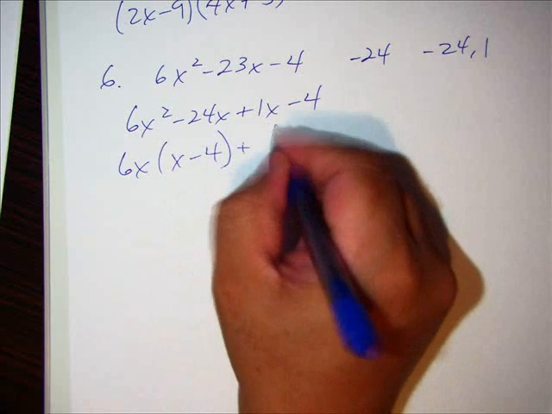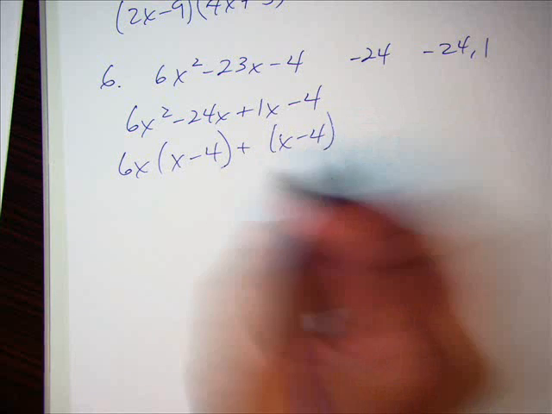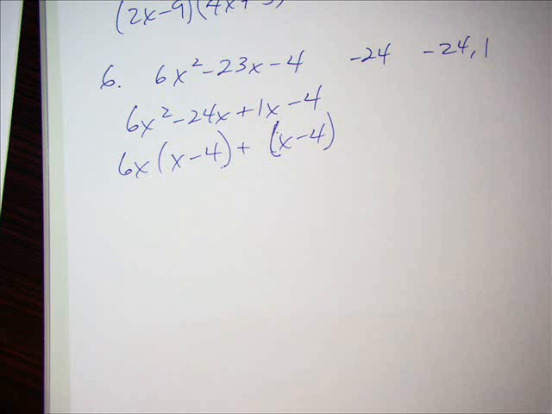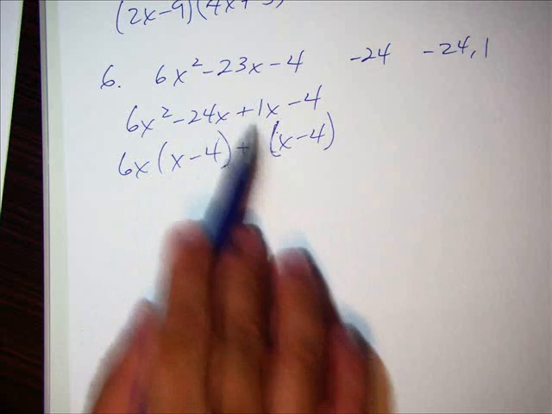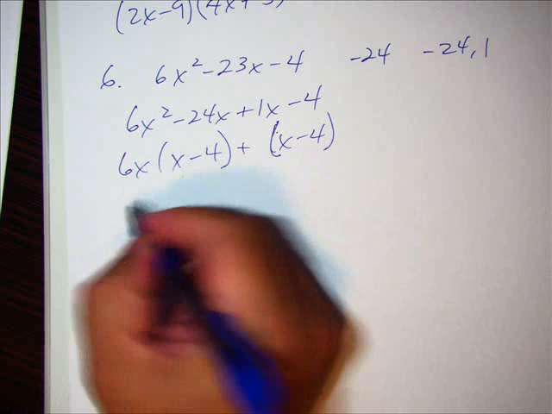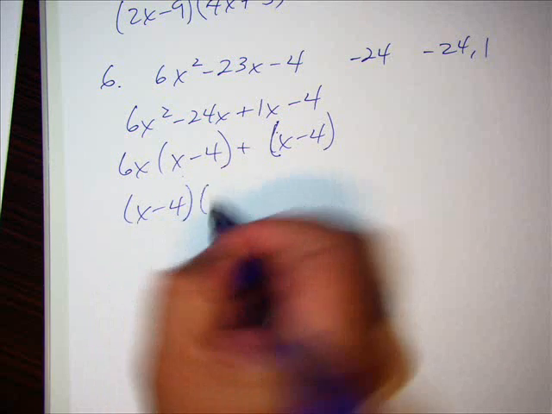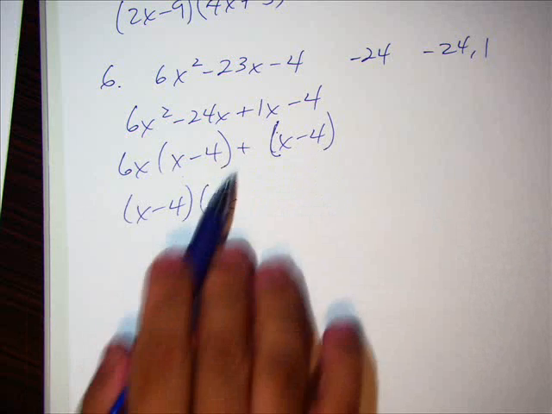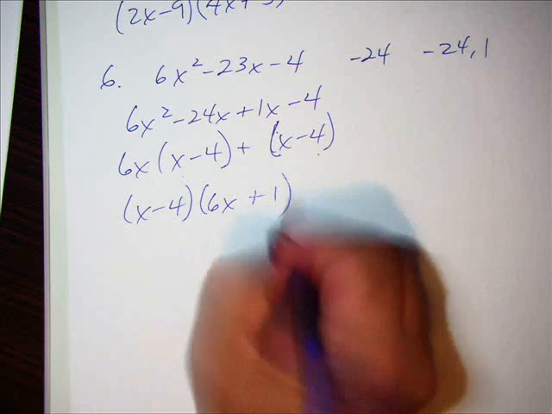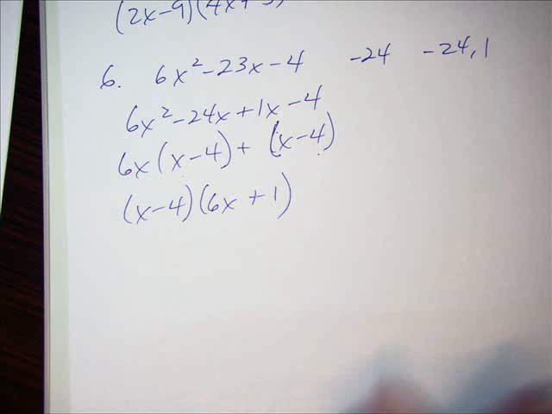And lo and behold, this is the same kind as last time. I'm putting x minus 4 in parentheses. That's a parentheses, not a 1. I opted not to rewrite the 1. There's an x minus 4 on both of them. Leaves me 6x. And remember what happened last time? It leaves a 1. That's number 6.